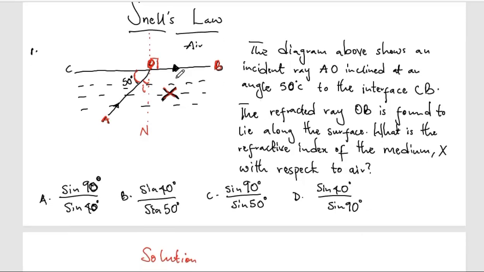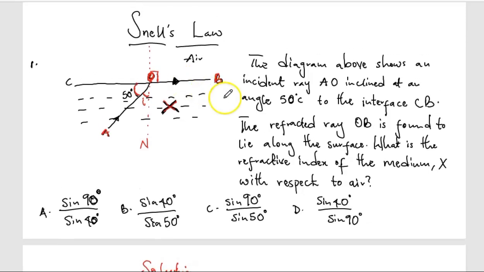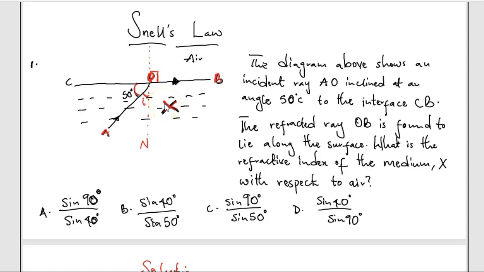So let's start. The diagram above shows an incident ray AO inclined at an angle 50 degrees, so you can see it right here, 50 degrees, to the interface CB. The refracted ray OB is found to lie along the surface. What is the refractive index of the medium X with respect to Air? So you can see the medium X here. This side of this plane is the medium X, while this side is Air.